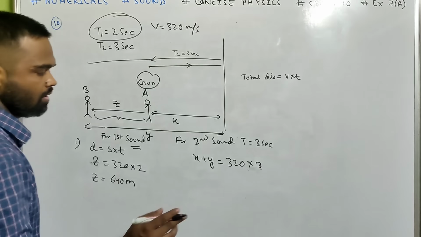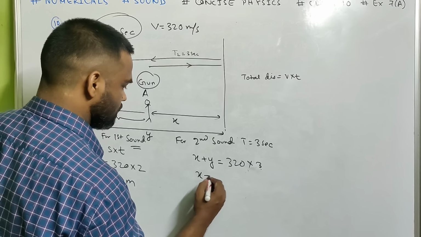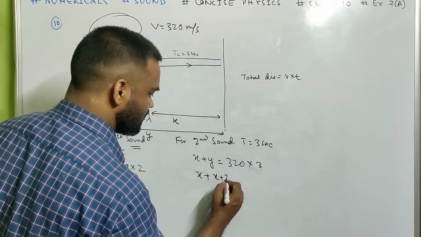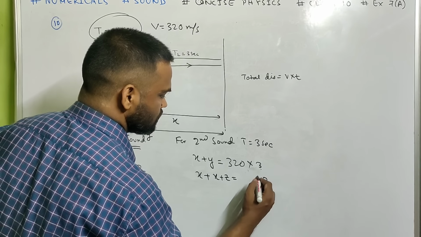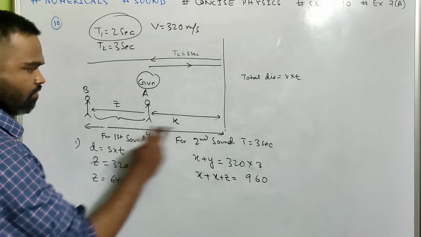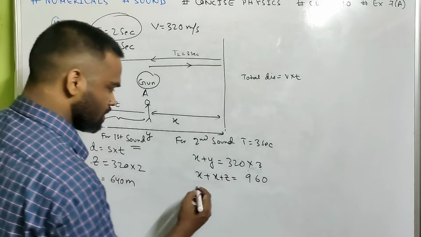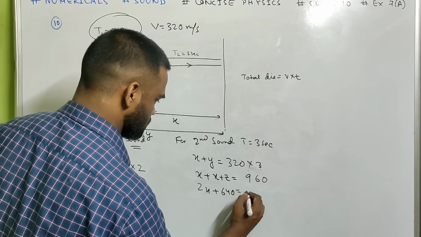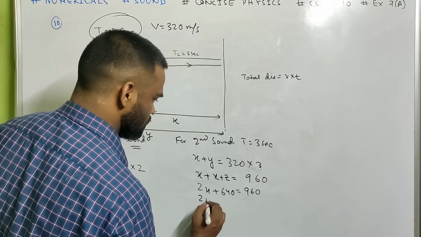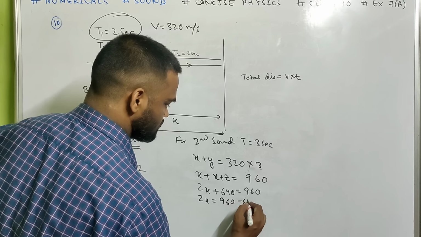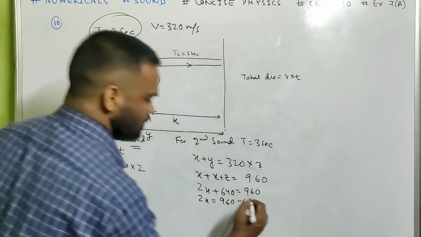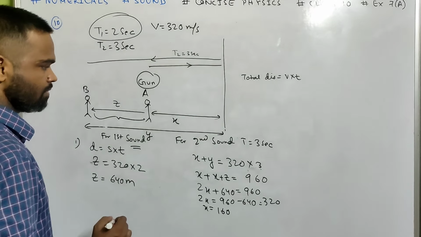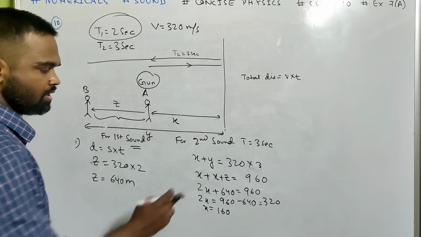Yes or no? Now look carefully. Instead of y, can I write x plus z? Definitely I can write that. So 3 twos are 6, 3 threes are 9. Instead of y, I've written x plus z. So just solve it. Z is 640, so 2x plus 640 equals 960. So 2x equals 960 minus 640, that is 320. So x is 160. Done. X is 160. Yes or no?